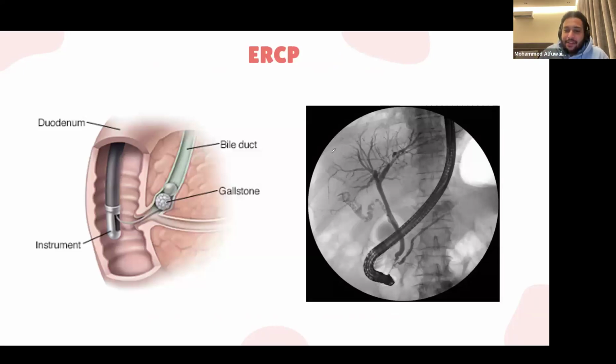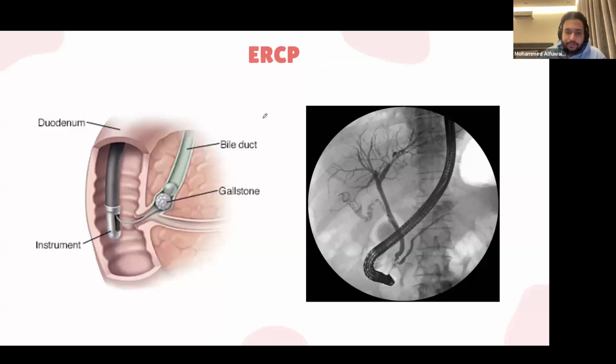ERCP is called endoscopic retrograde cholangiopancreatography. Okay, long name. But anyways, it's a cholangiography. Cholangiography is when you're trying to see the biliary tree. There are two ways to do it: ERCP or magnetic resonance cholangiopancreatography.